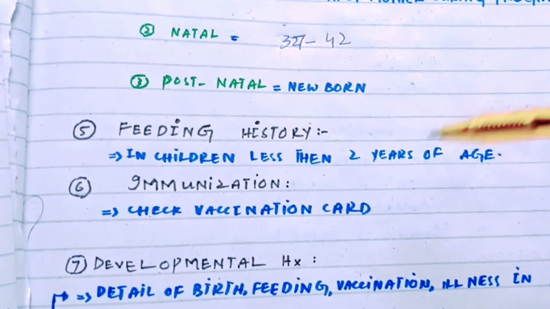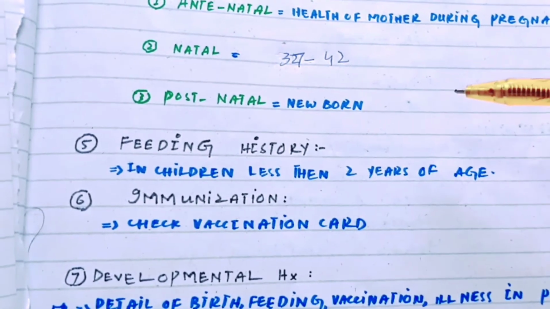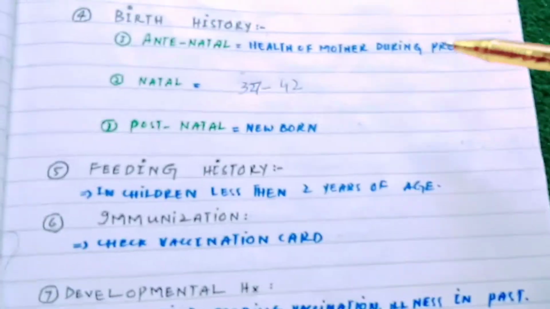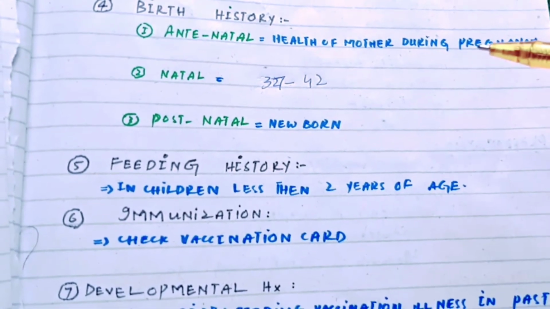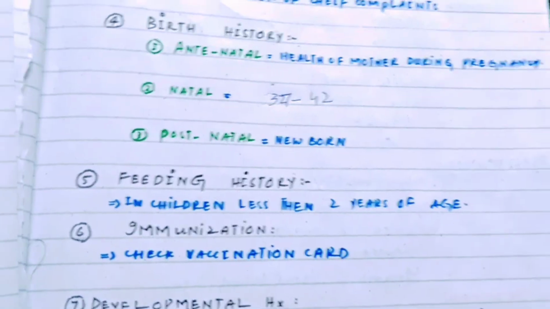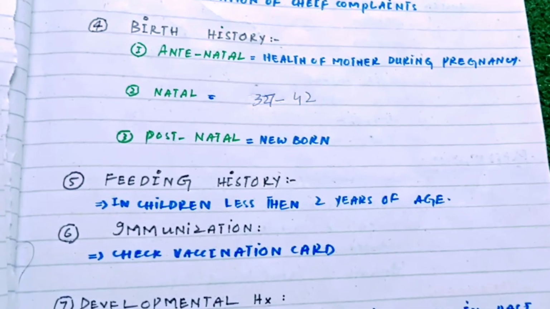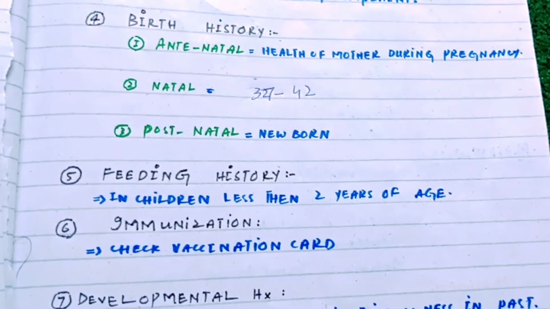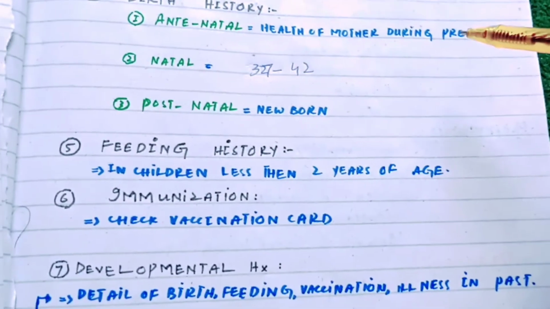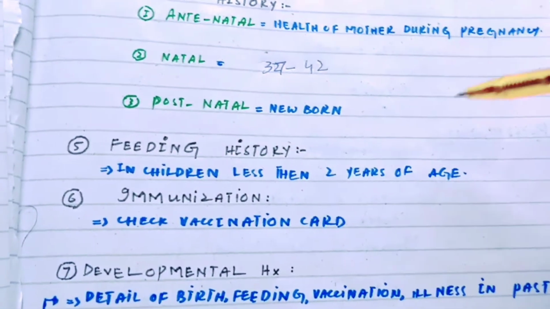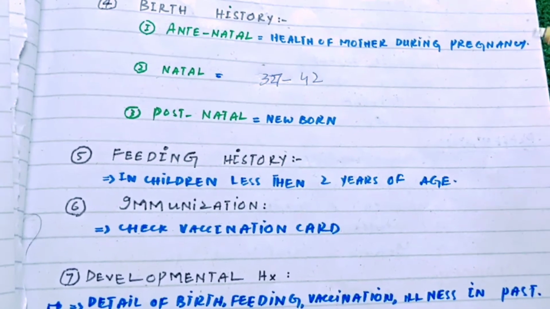And immunization: normally the child's attendant has an immunization card or vaccination card. If he or she doesn't have an immunization card, then ask whether you have visited the vaccination center. If the child is vaccinated, ask about the type of vaccination he or she received, whether the vaccination is completed or incomplete, and whether the booster dose was given or not.